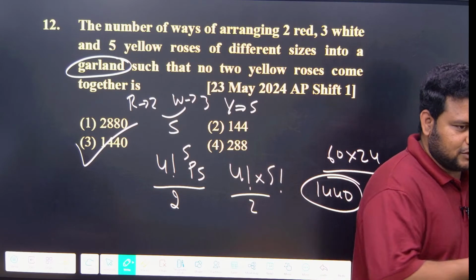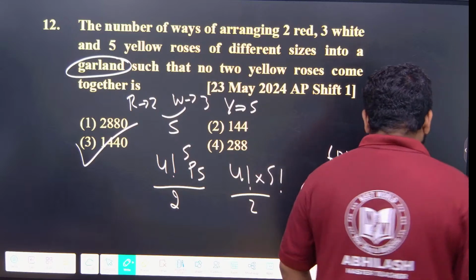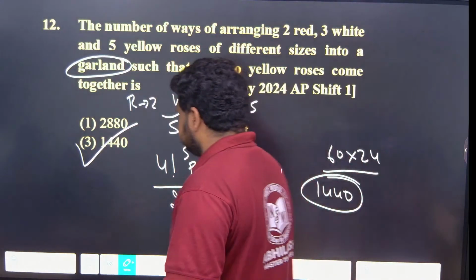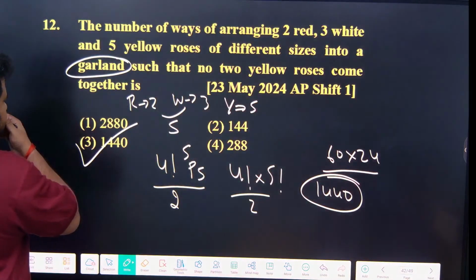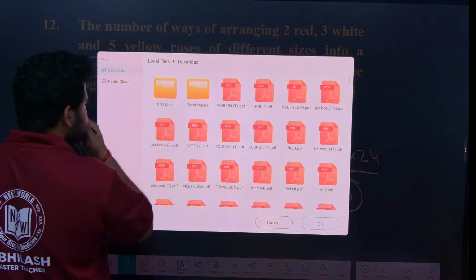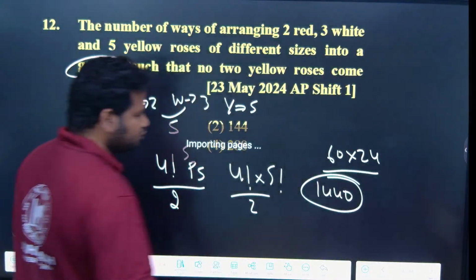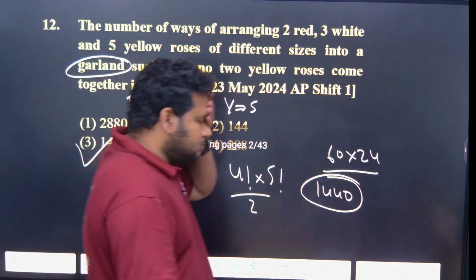So, permutation is done. We will go to probability soon. Probability will start immediately. Let us do the basics of probability at least.